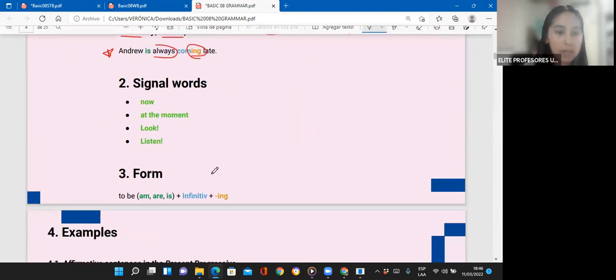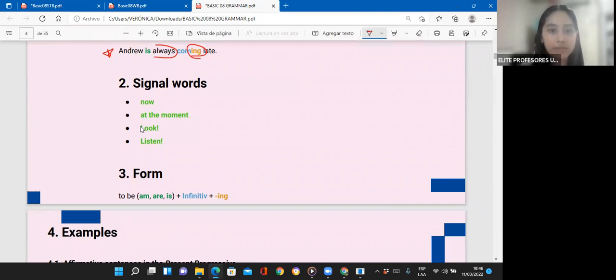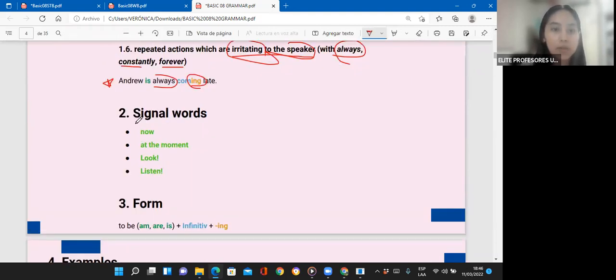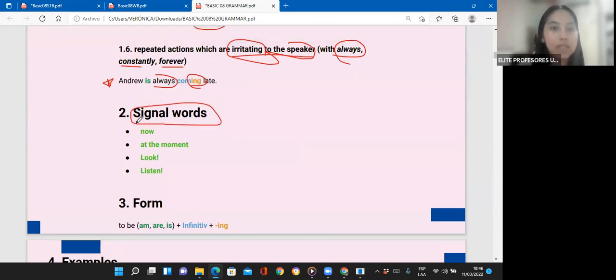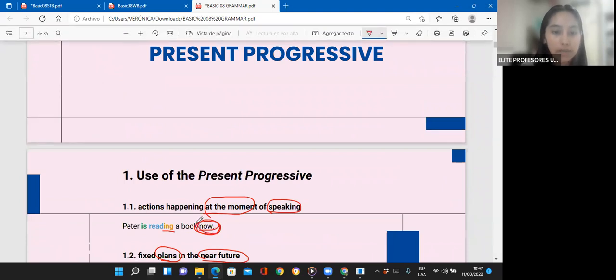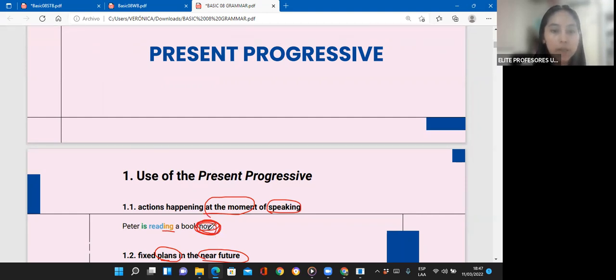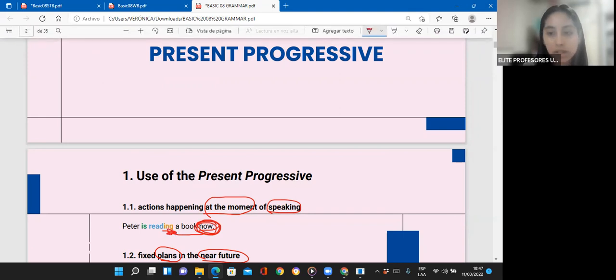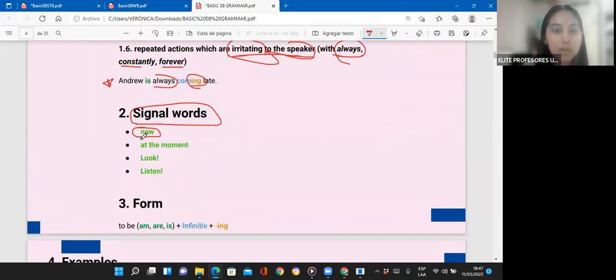And what else? Okay, before we go with examples, I would like to give you the signal words. What does this mean, signal words? These are words that you have to check in the sentences to make sure that you have to use the present progressive. Okay, if the sentence has, for example here, now, at the moment. Peter is reading a book now. When I see now, I know that I have to use the present progressive or the ing. What else? At the moment.